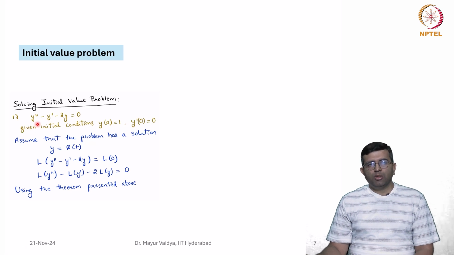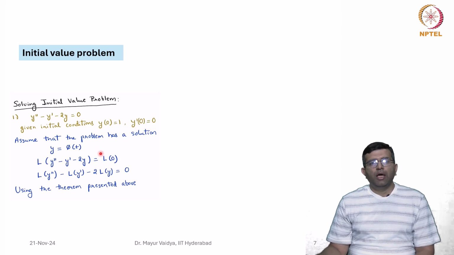So the first problem is y double dash minus y dash minus 2y is equal to 0, and the given initial conditions are y of 0 equal to 1 and y dash of 0 equal to 0. Now assume that this problem has a solution represented by y is equal to phi of t.